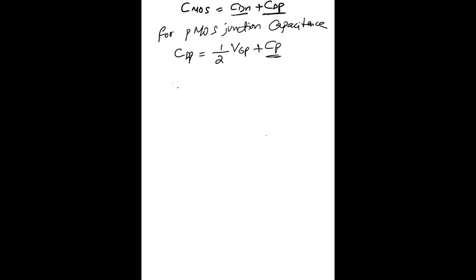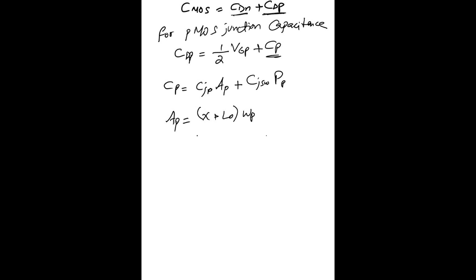This CP is given by CJ times AP, the area of the bottom of P, plus CJSW times the perimeter of this P, the parameter for this PMOS. Here AP is given by X plus L naught, times WP.